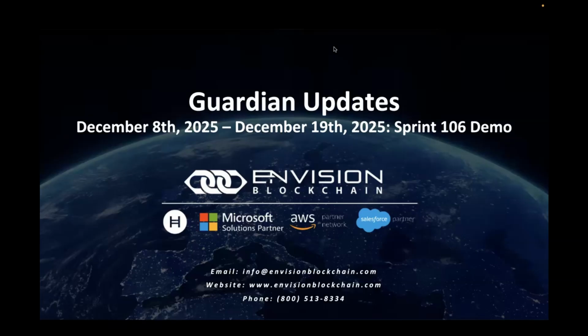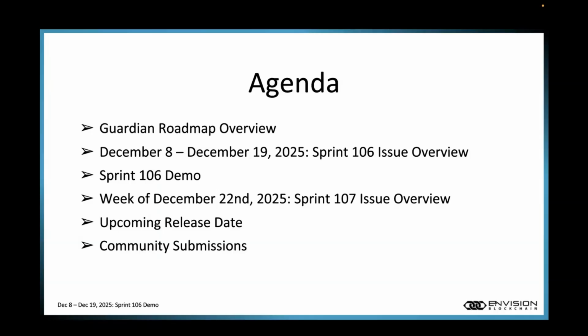Today we'll be giving you an update on Sprint 106 that lasted from December 8 to December 19. So just a quick overview of the agenda. We'll be talking about the Guardian roadmap. We'll also be giving you an update on Sprint 106 and talking about the issues that we tackled in Sprint 106. Then we'll be flipping over and giving you a short demo on Sprint 106. Then we'll be talking ahead of the week of December 22nd, which is Sprint 107, and we'll also be talking about the issues that we'll be tackling in Sprint 107. We'll be talking about our upcoming releases, and at the end, we'll be giving you some of the ways that you can either submit bugs or policy requests through various different channels.